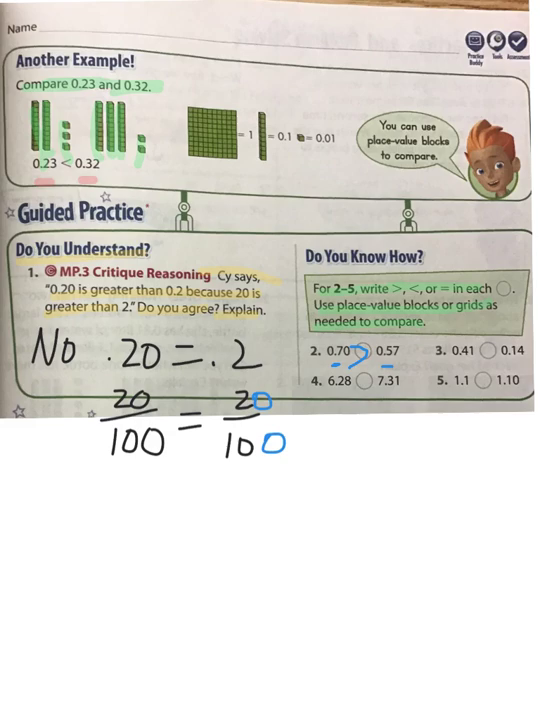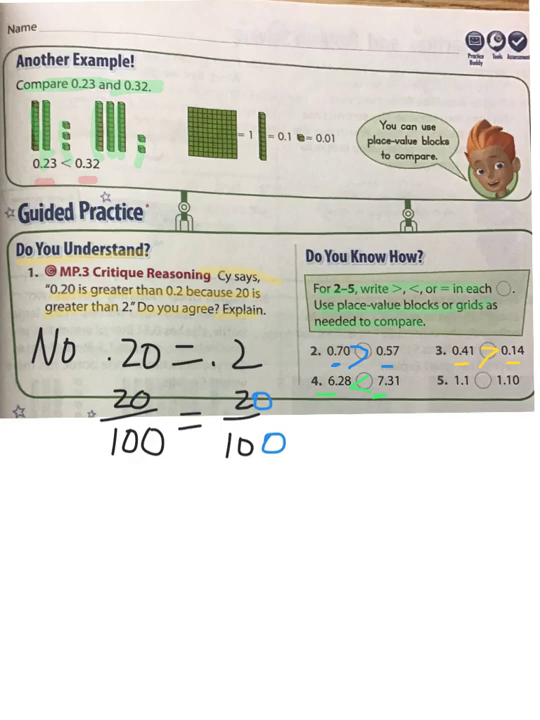Look at number 3. In number 3, in our tenths place, we have a 4 and a 1. 4 is greater than 1, so 41 hundredths is greater than 14 hundredths. You can also think of the decimals as money, and 41 cents would be greater than 14 cents. All right, look at number 4. Starting all the way to the left, we're going to compare our ones place. We have a 6 and a 7. Since 7 is greater than 6, 7 and 31 hundredths is going to be greater than 6 and 28 hundredths. You can also look at that as money: $6.28, $7.31.